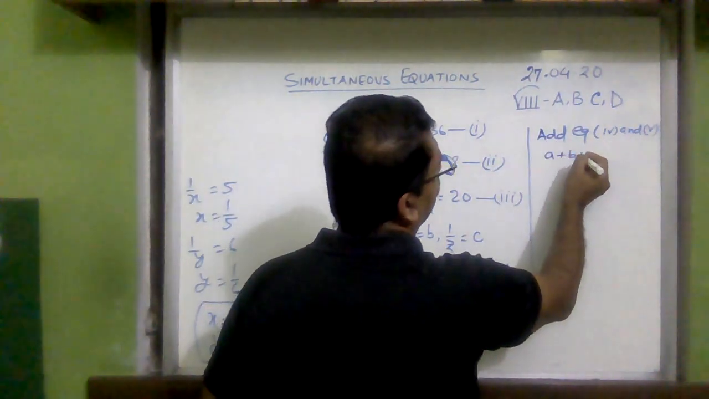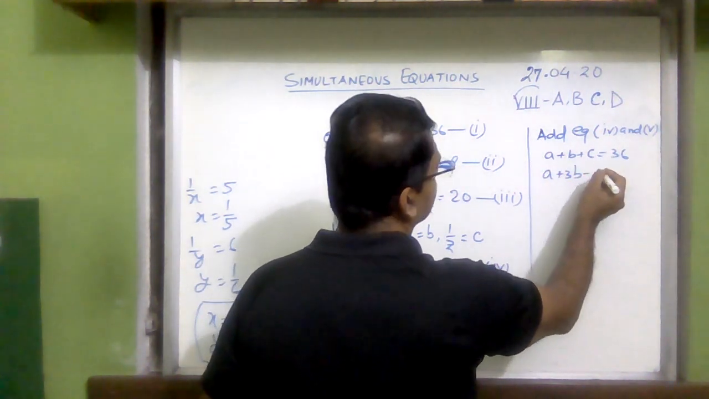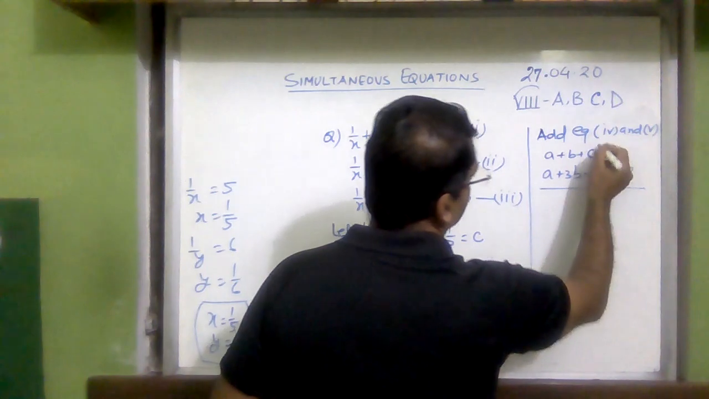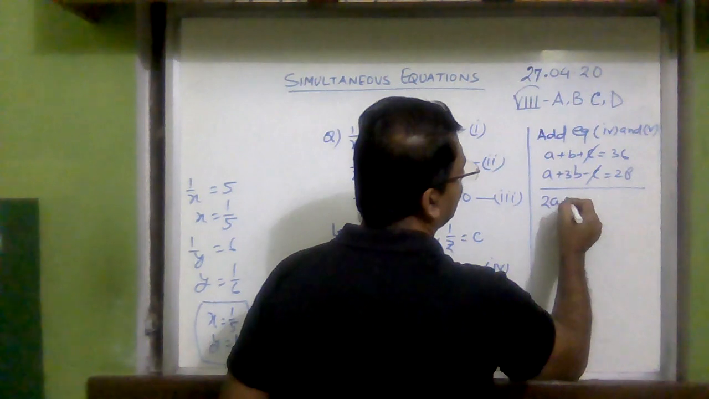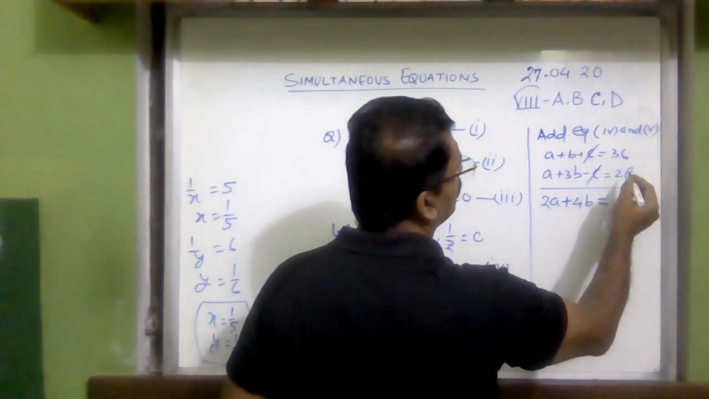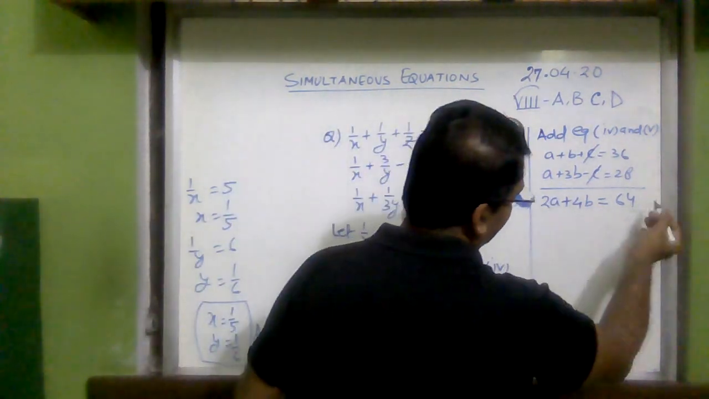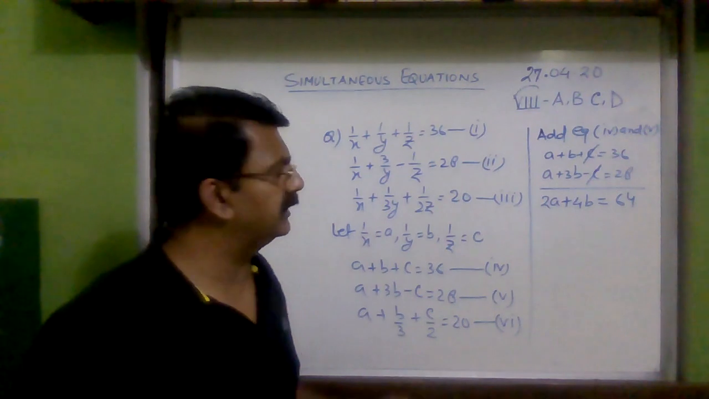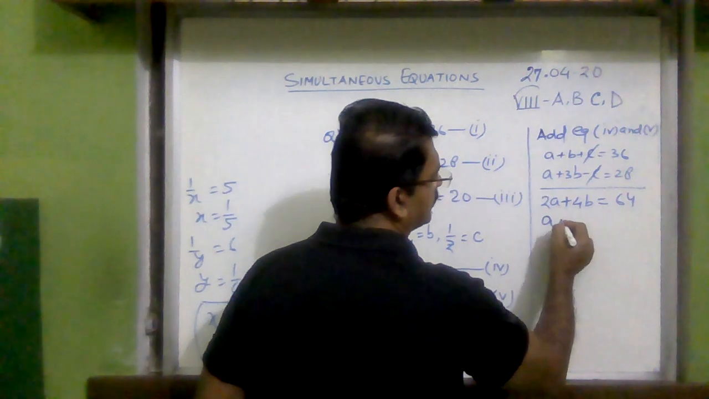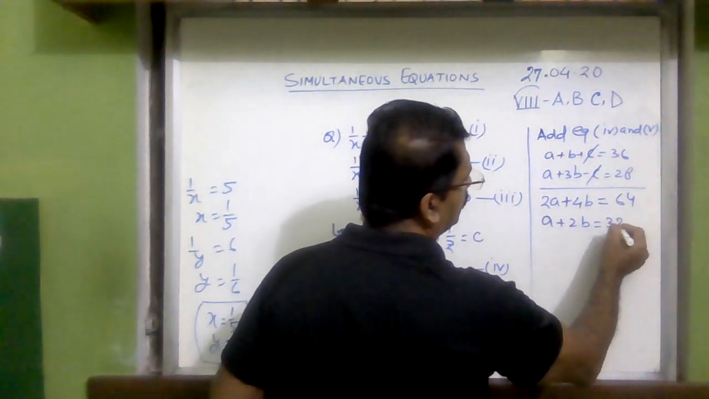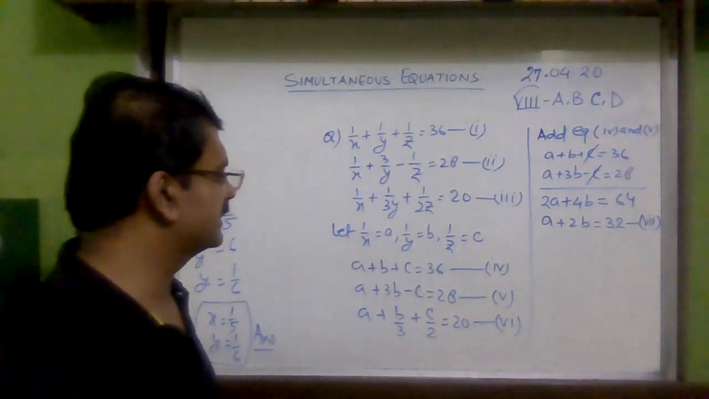a plus b plus c is equal to 36. a plus 3b minus c is equal to 28. Now you see plus c minus c cancels out. a plus a, 2a. 3b plus b, 4b is equal to 64. Now we can see the whole equation can be divided by 2 as each and every term is divisible by 2. So when you divide the whole equation by 2, it will be a plus 2b is equal to 32. And now this is your equation 7.